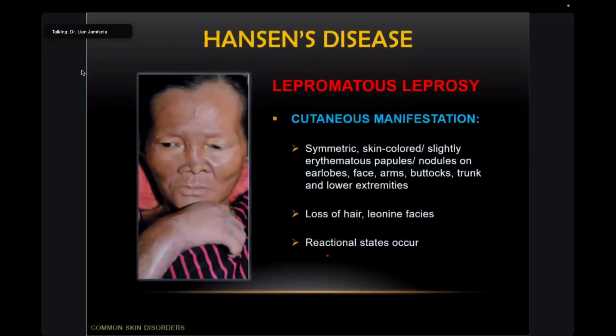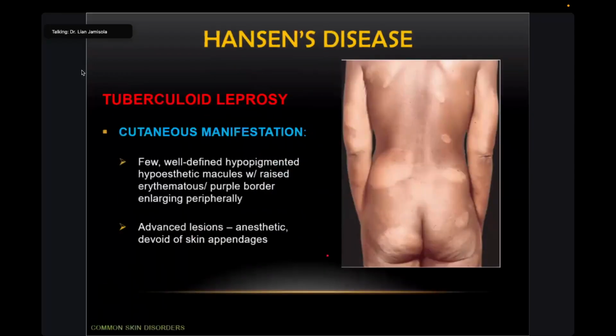Okay, so this is how they look like. Tuberculoid leprosy, okay. They present with few well-defined hypopigmented hypesthetic macules with raised erythematous purple border enlarging peripherally. These lesions are anesthetic, walang pakiramdam. Devoid of skin appendages, walang hair, walang pawis, walang sweat glands. So, anhydrotic, anesthetic, and with no hair. Yan ang characteristic ng mga lesions na yan.